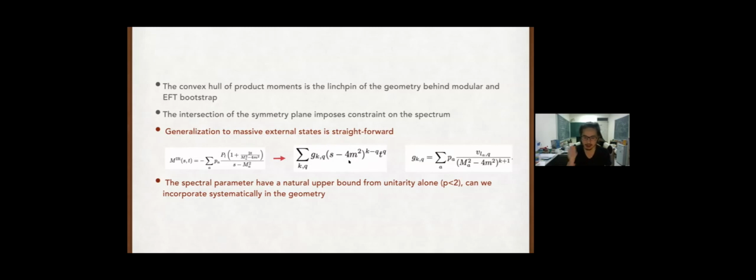Now, as Nima mentioned, and which is also in the EFThedron, the spectral parameter has a natural upper bound from unitarity alone. In proper units, P is smaller than 2. And just like the degeneracy number, this is naturally an integer. So it would be nice if we could also encode this information in the geometry when we're doing this discussion.